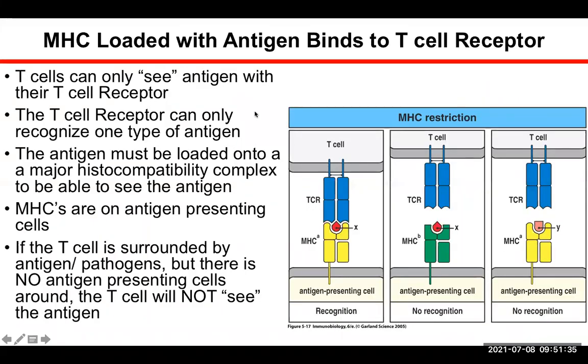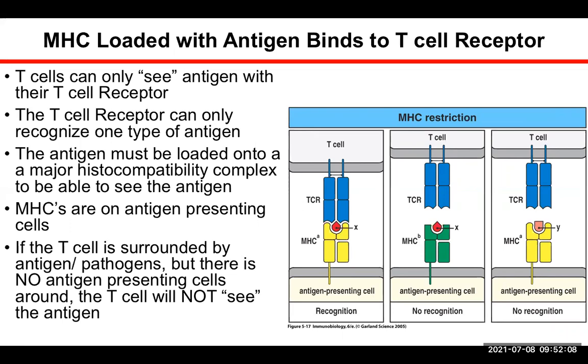All right, so we'll go ahead and emphasize this point one more time. The MHC needs to be loaded with antigen so the T cell receptor can bind. Again, T cells can only see antigen with their T cell receptor. Here we have in blue a T cell receptor, and then in these respective different colors, yellow and green, we have a specific MHC complex, and these are going to be found on antigen presenting cells.